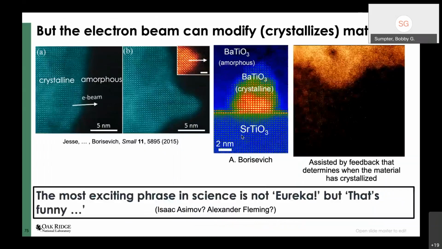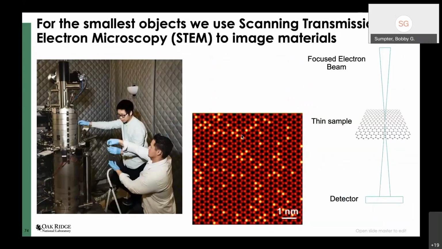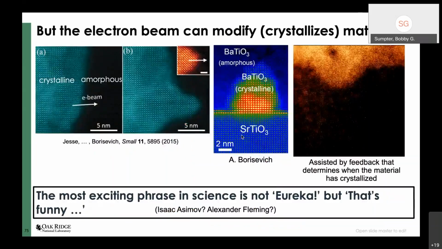One of the things we noticed doing experiments is that when we were looking at the region between a crystalline domain, a very nice, beautiful crystalline, atomically resolved domain, and an amorphous domain, and we were scanning across that region, as the electron beam scanned across it, the crystalline domain grew in the direction of the electron beam scan. And that could be drawn out to any sort of length scale into this amorphous domain.